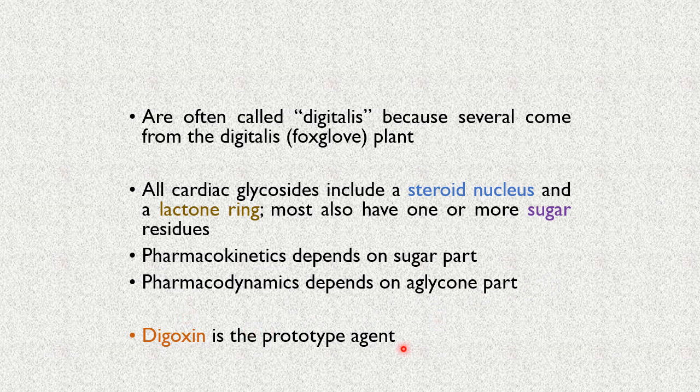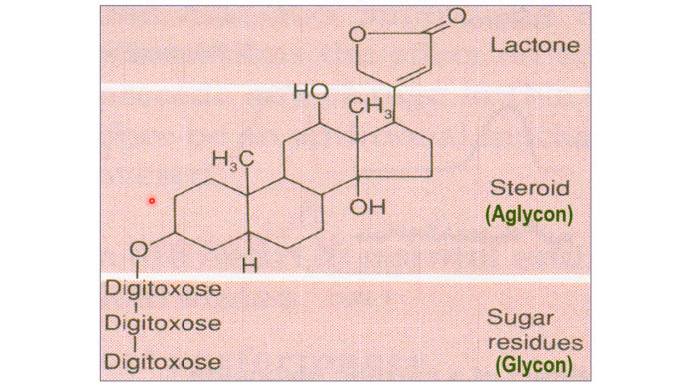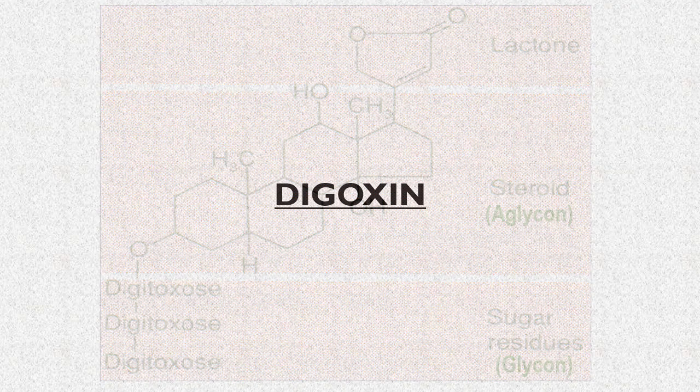And the prototype of the cardiac glycosides is digoxin. So this is their structure. This is the steroid part, which is the aglycone part, a lactone ring, and sugar residues, which is the glycone part. Most of the drugs which have a lactone ring have important adverse effects like gynecomastia and impotence. So digoxin also causes gynecomastia in males. So let's discuss digoxin in detail.